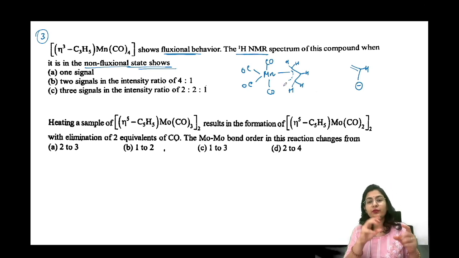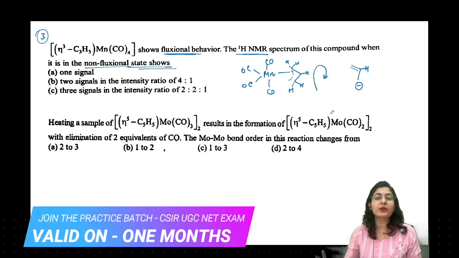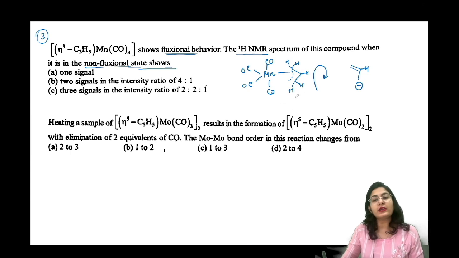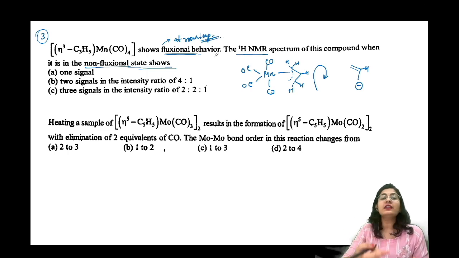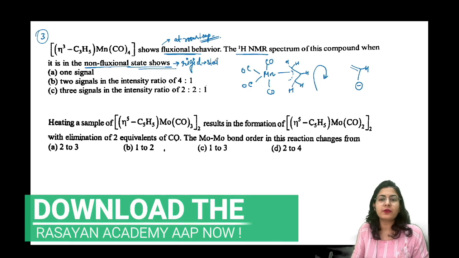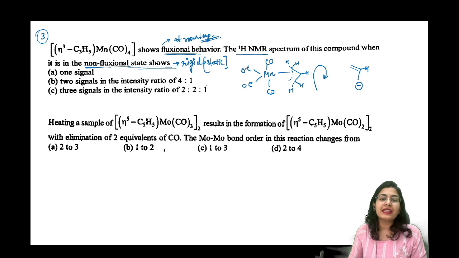So what is fluxional behavior? Just like the previous one, where there was a ring, the ring was whizzing. Here it's not a ring, but this is also going to rotate constantly. So I cannot say that these 2 hydrogens are different. They are the same. So at room temperature, this shows fluxional behavior. But when it is in the non-fluxional state, meaning it is rigid now, no more fluxional, rigid or static, whatever you want to call it, it is fixed. When it is fixed, it is not rotating. Then what is the spectrum?